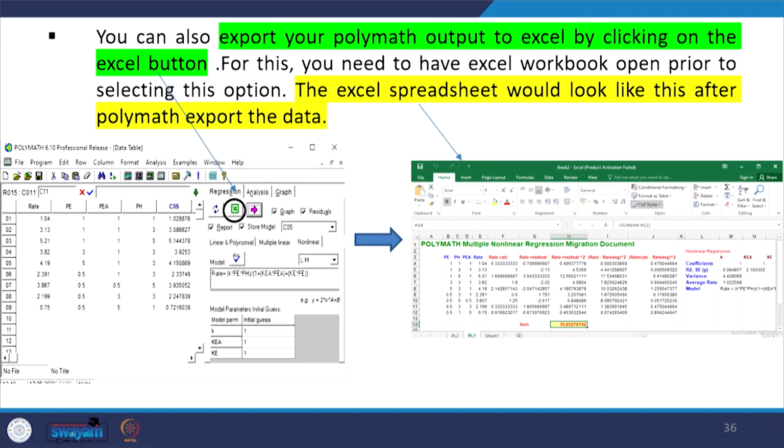By model A, if we want to get that data in the form of an Excel sheet, then we have to click the icon given here, the Excel button. If you click here, this type of Excel spreadsheet will appear. Here everything is given: calculated rate, rate residuals and the difference value, and the variance is also coming for these models. So, we have put in the equations and done the nonlinear regression using Polymath.